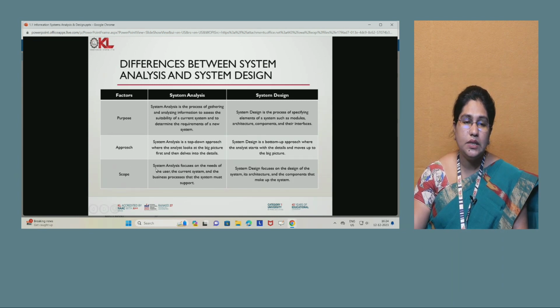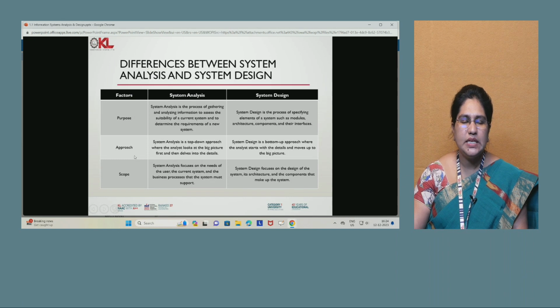Coming to the third one, we can find some difference in scope also. System analysis focuses on the needs of the user, but system design focuses on the design of the system. What we observed up to now is that in purpose, system analysis is for gathering and analyzing the information, and system design concentrates on creating the design.